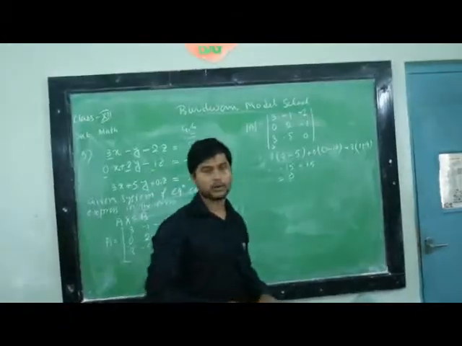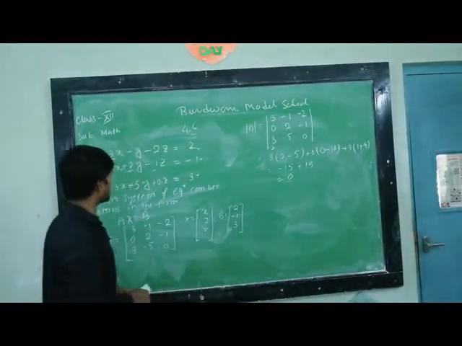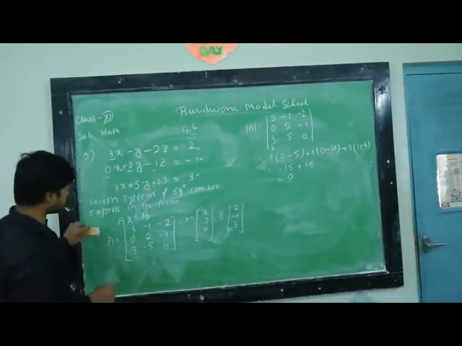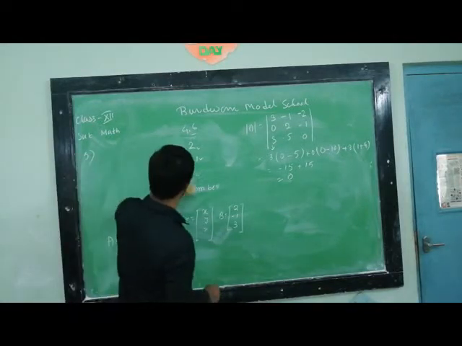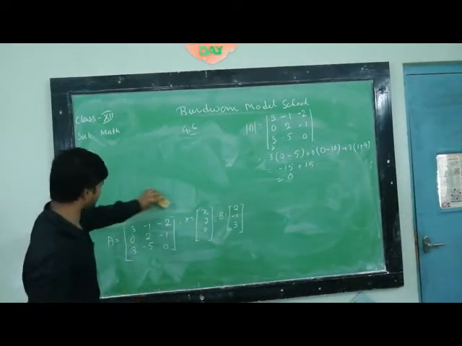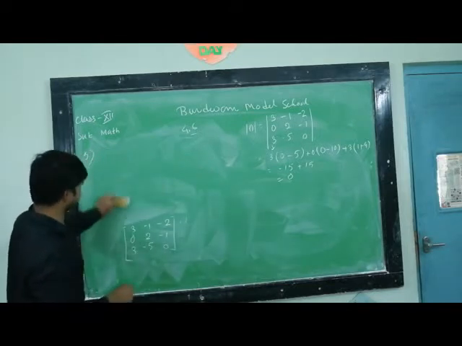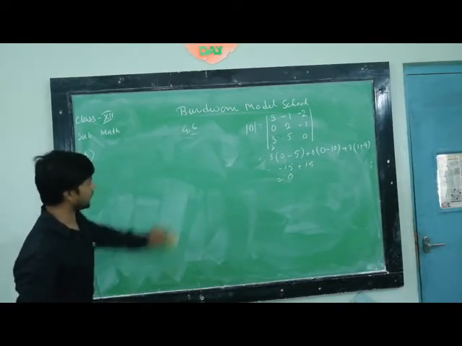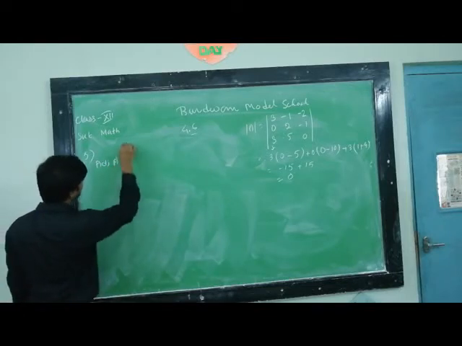In that case, we have to calculate the adjoint of the matrix A. We have to check the adjoint of the matrix A. So I am rubbing this portion. So calculate the adjoint of the matrix A. I think you know how to calculate the adjoint of a given matrix. Okay, so adjoint of A.